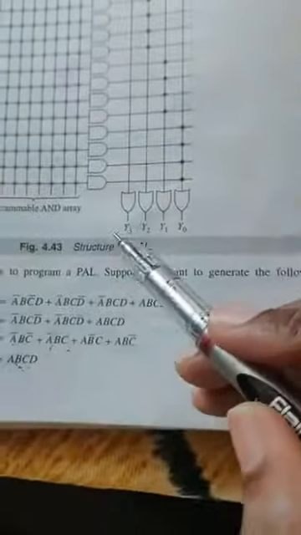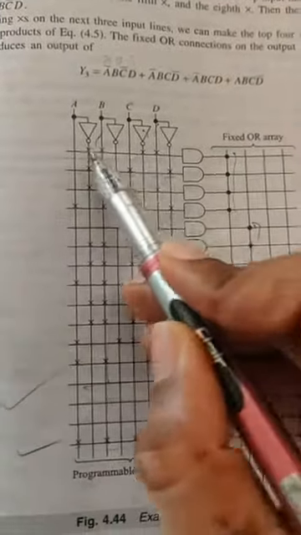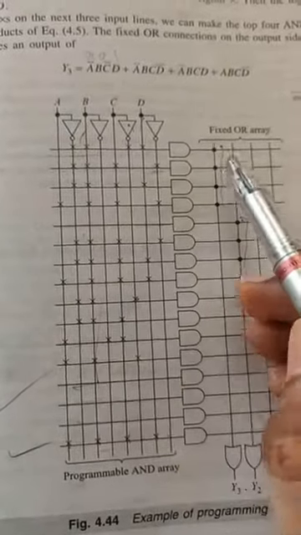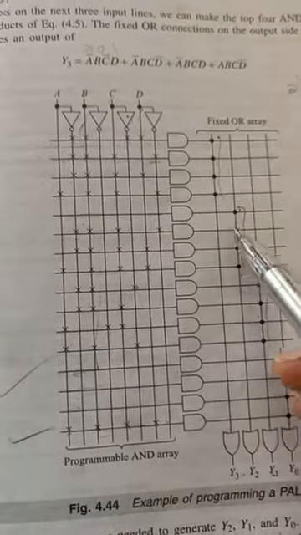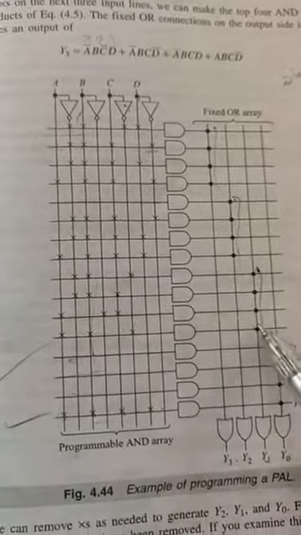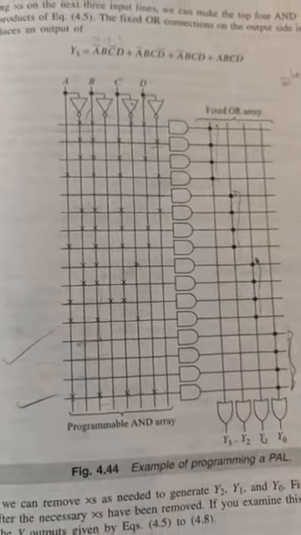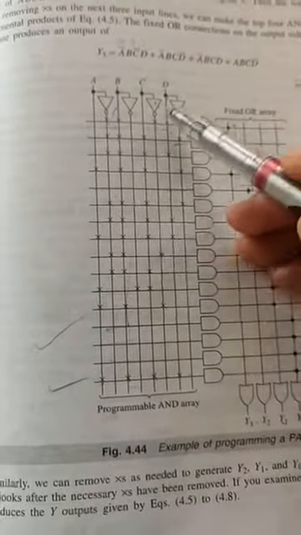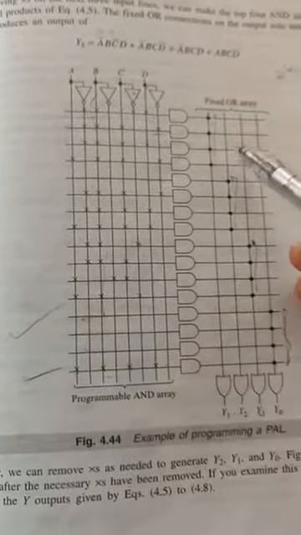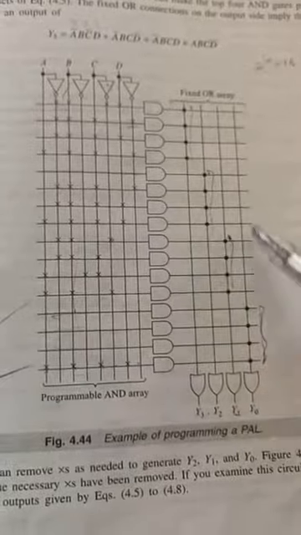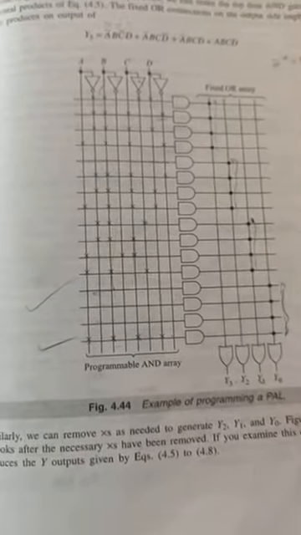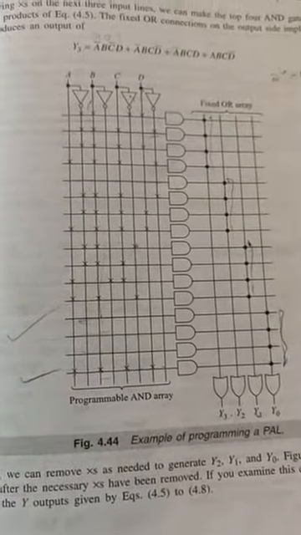And we have 4 product terms with respect to y3. First line, second line, third line, fourth line. This is the second, y2, third y3, and fourth y4. So we made changes only with respect to what? AND array. R array is fixed. We didn't make any changes with respect to R array. Right. So this is PAL, programmable array logic.